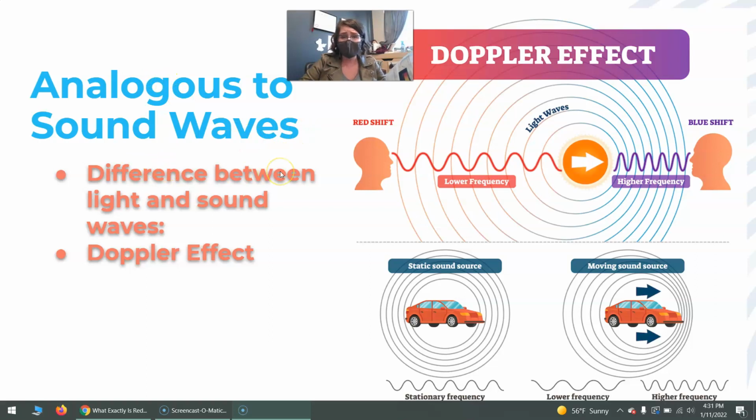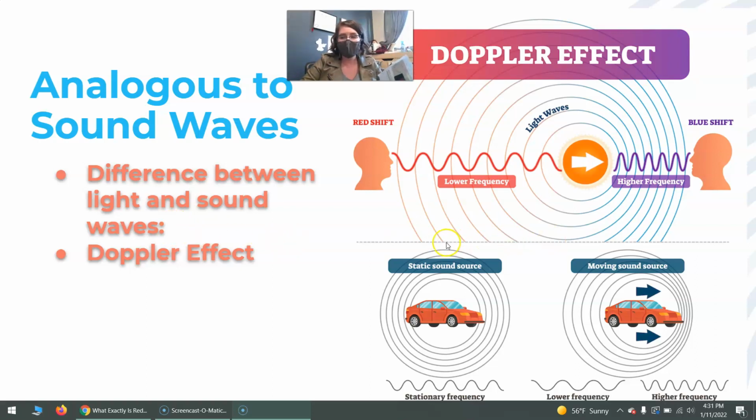The difference that you need to know here is that sound waves require a medium like air because sound waves bounce off the air, but light waves do not. They don't require what we call a medium, so they can go through empty space, and that's why the sunlight gets to us, because there's empty space between the sun and us. So it's a really big deal that it can go through nothing. But light is different than sound because sound requires a medium.